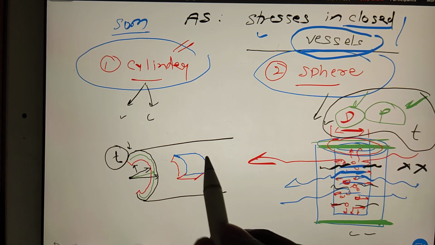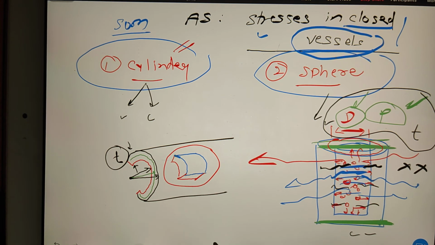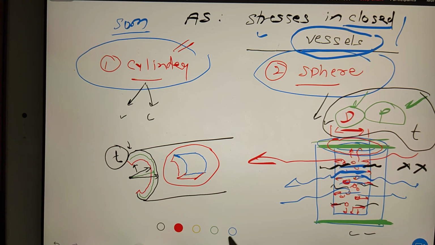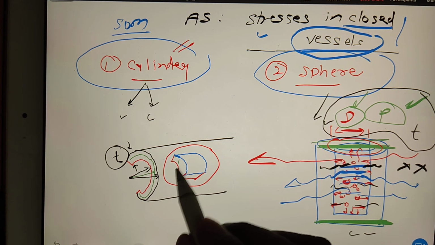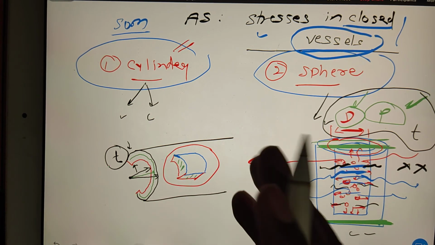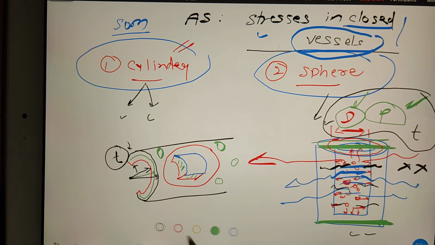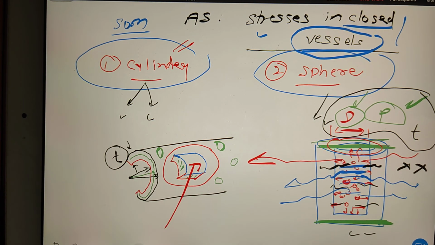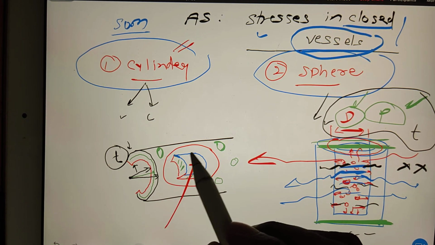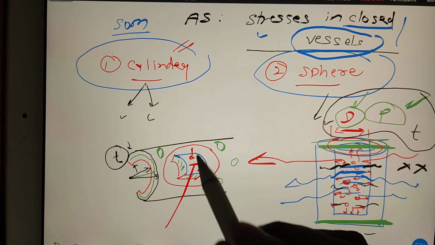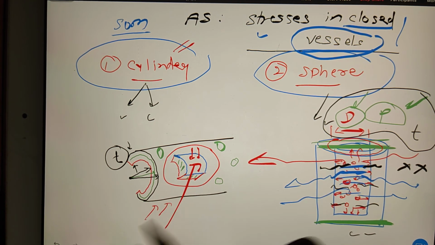I will think at the elemental level. Elemental level means I will consider that element which will be identical everywhere. Like you cut here, you cut here, you cut here, you cut here. It means this element is playing that role. If you understood the element completely, it means we understood the cylinder completely. That kind of element we have to consider.